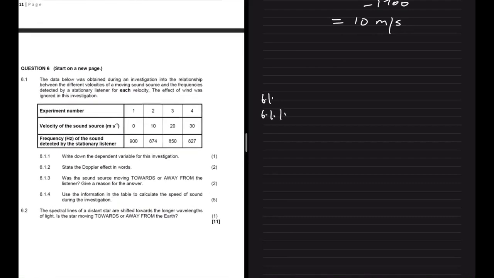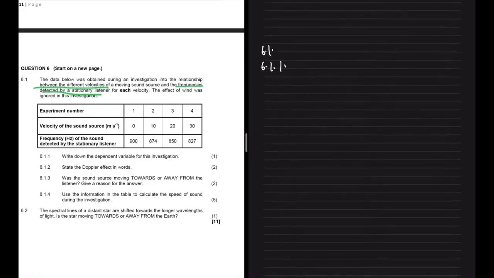Here in the problem statement, it says the relationship between different velocity and the frequencies detected. So we are varying the velocities and figuring out what the detected frequency is. So the dependent variable is the frequencies, and the independent variable is what we are changing, which is the velocity, right? So the dependent variable is the frequencies detected. If it was asking for the independent variable, it would be the velocities of the sound source.